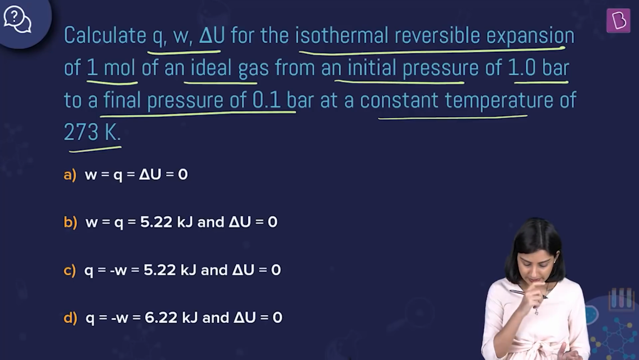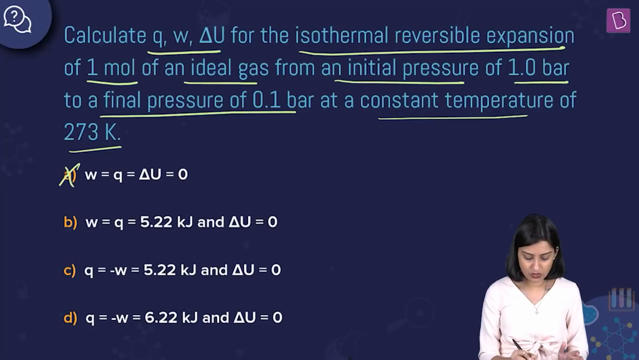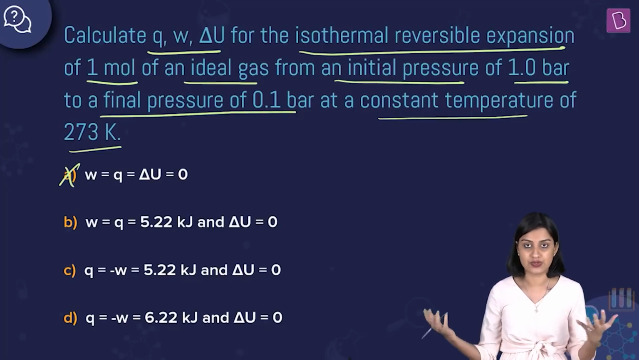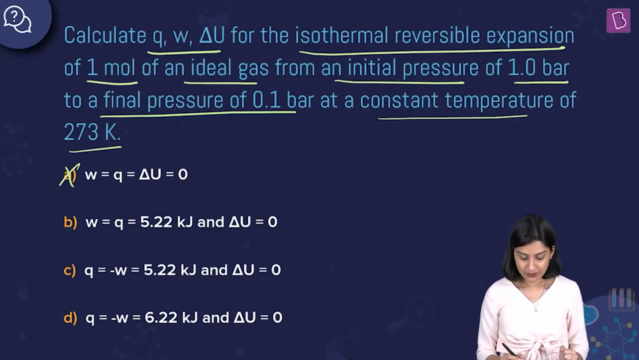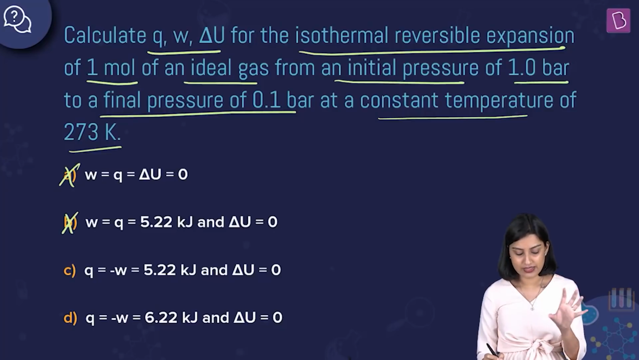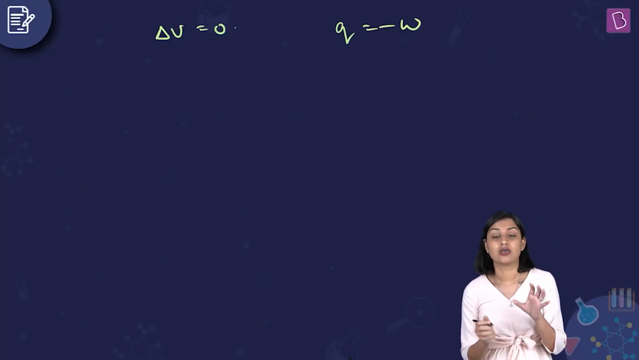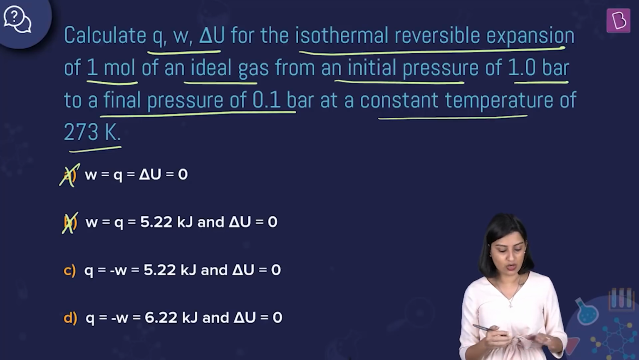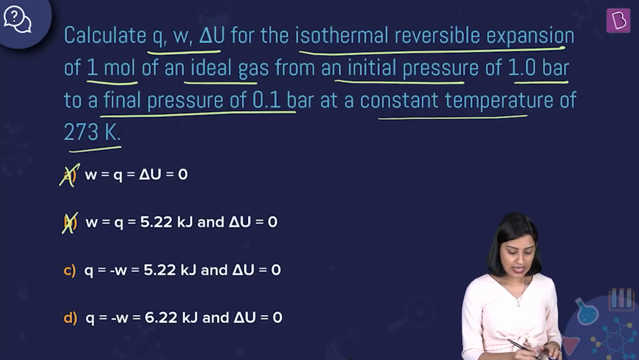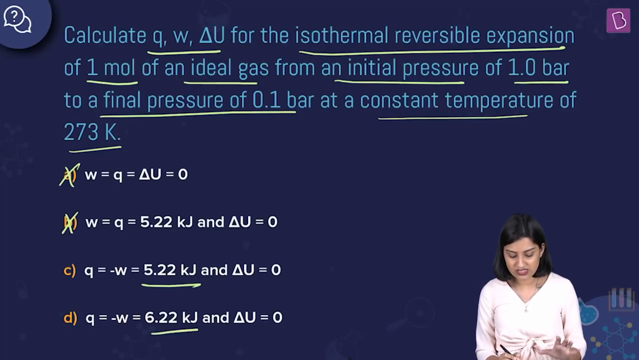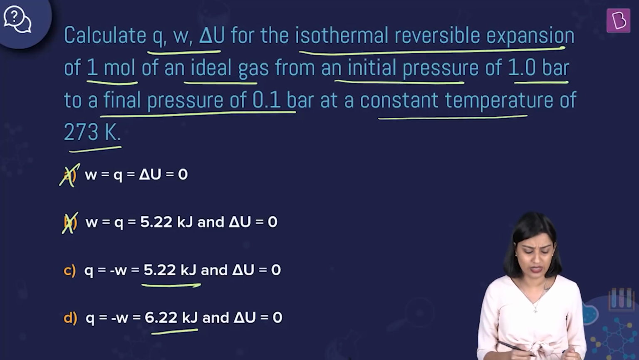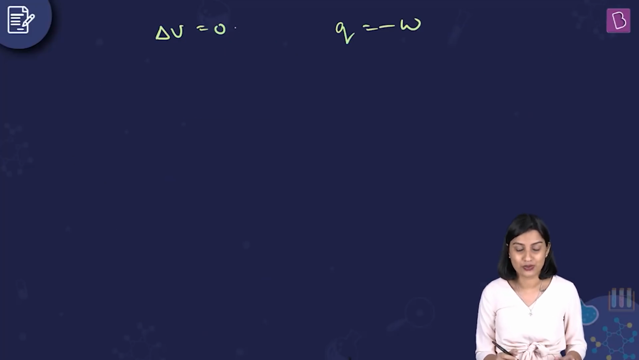So from here, let's see, what do we have? Option A I'm going to discard because it's saying W is equal to Q is equal to delta U is equal to 0. That's not true. Option B is saying W is equal to Q, so I'm going to discard that as well because we got W is equal to minus Q. Because of which now it's between options C and D. And you can see it's 5.22 kilojoules and 6.22 kilojoules, which means we do have a lot of room for approximation. So let's go ahead and squeeze that opportunity.